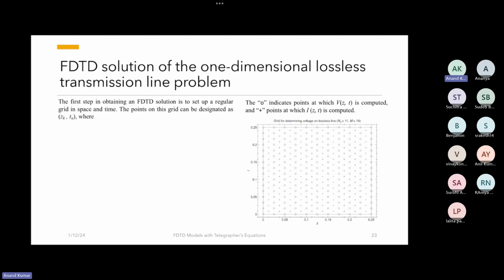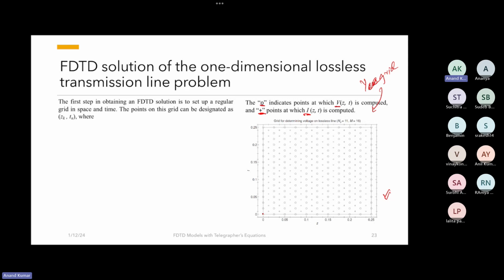So let's start the solution for the FDTD problem. This is your E grid. Earlier we discussed what an E grid is. This is the E grid, where this is your simulation space, and we have labeled each node. At each O we are trying to solve the voltage, and at each plus we are trying to solve the current.